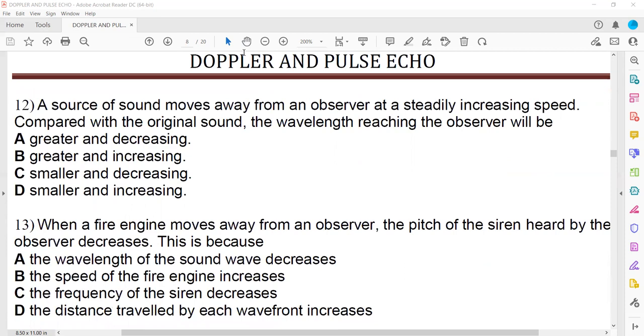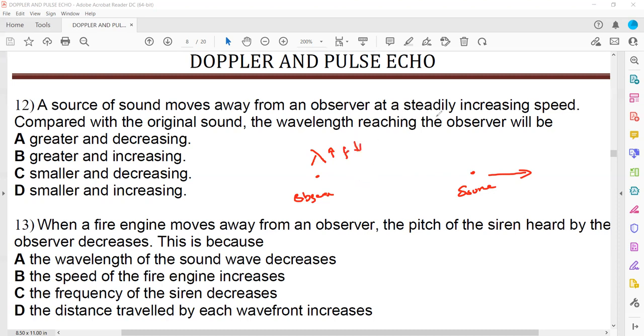In question 12, a source of sound moves away from the observer at a steadily increasing speed compared with the original sound. The wavelength reaching the observer will be... As you can see, there is a source and the observer, and this source is moving away. So the source is moving away, the wavelength received by the observer will increase and the frequency will decrease.